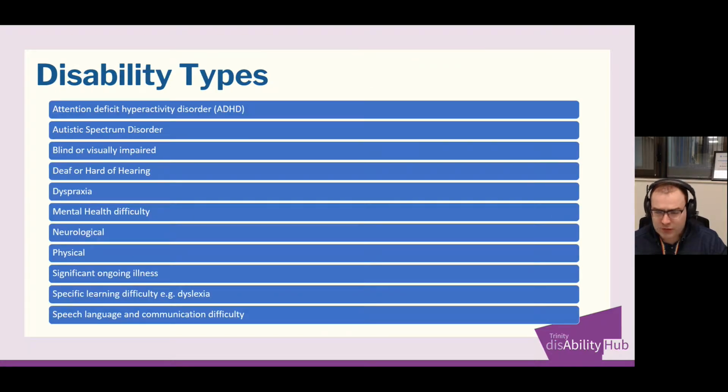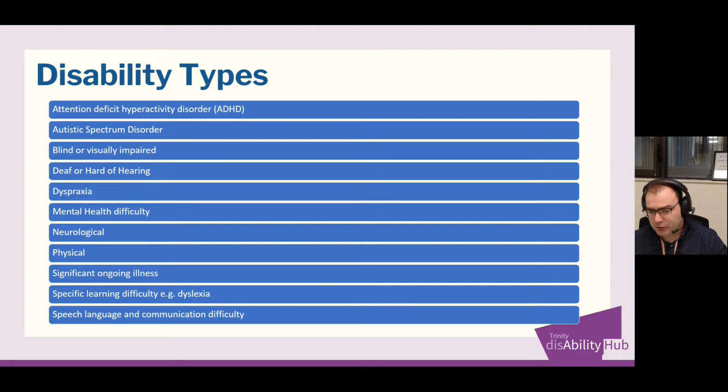Just a brief overview of some of the disability types of students who are availing of disability support. They include ADD, ADHD, autistic spectrum disorder, students who are blind or visually impaired, students who are deaf or hard of hearing, students with dyspraxia, students with mental health conditions, mental health difficulties, students with neurological conditions, physical disabilities, ongoing illnesses, specific learning difficulty, and speech language disabilities. So this is a brief overview of the 11 disability types typically students avail of support with.